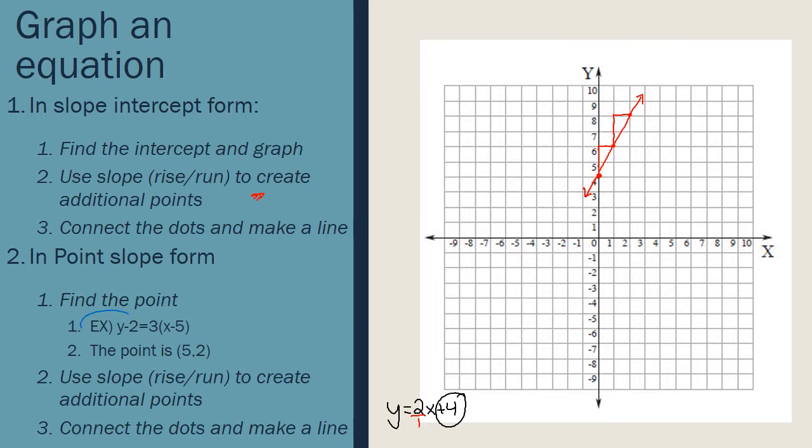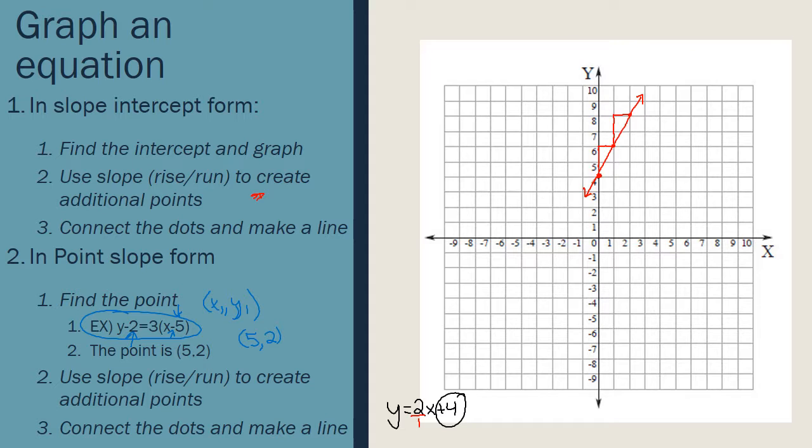I have this example right here that's in point slope form. So it says find the point. This is my x1. This is my y1. So I can then have the point 5, 2. Remember, if this is positive, then it's indicating that you need to change the sign. So now I have a point 5, 2. And that's where I'm going to graph first.